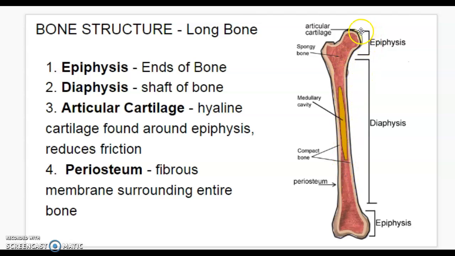Now on the ends of your bones, and we talked about this a little bit when we talked about tissues, you have what is called articular cartilage. This articular cartilage is there to reduce the friction, so that you don't have the rubbing on bones. It is hyaline cartilage. It's just found right here, and you can see that yellow right on top of the epiphysis. Now, surrounding the entire long bone is called the periosteum, and this is just a fibrous membrane. It's just kind of a layer of fibrous tissue that protects the entire bone.